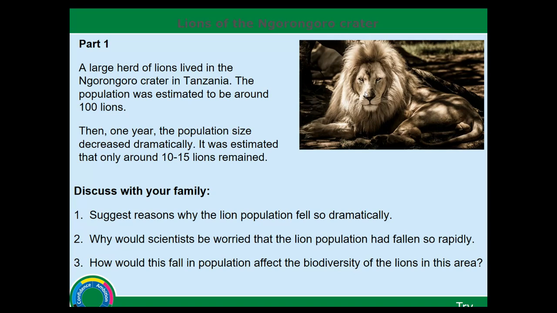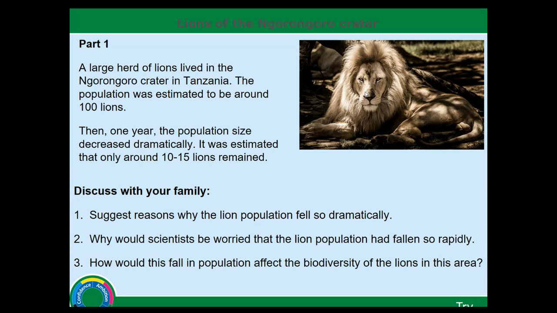Okay, now I want to look at the lions of the Ngorongoro crater in Tanzania. A large herd of lions lived in the Ngorongoro crater in Tanzania. The population was estimated to be around 100 lions. Then one year, the population size decreased dramatically. It was estimated that only around 10 to 15 lions remained. Discuss with your families. Suggest reasons why the lion population fell so dramatically.